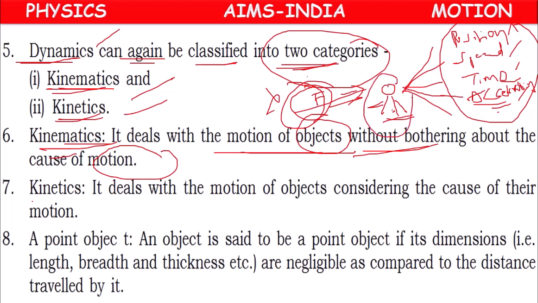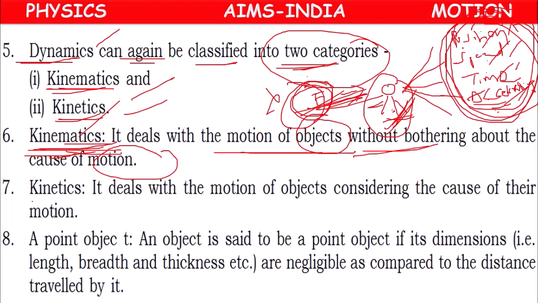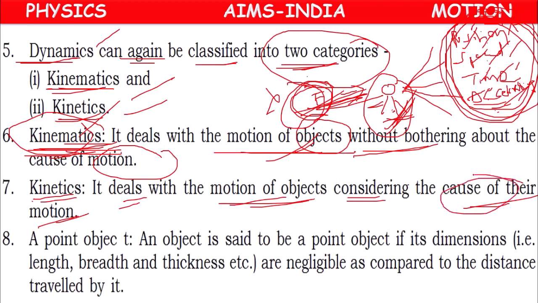To create motion in the body, we have to apply force. Once motion has started, we come across many terms like position, speed, time, distance, displacement, acceleration. Studying about all the terms involved in motion, except the force, is called kinematics. It won't study the reason, but it will study what changes are happening because of that reason. Next, kinetics. Kinetics deals with the motion of objects considering the cause of their motion. The cause here for motion is force. Along with the motion of objects, if we study the cause also, then it is called kinetics.